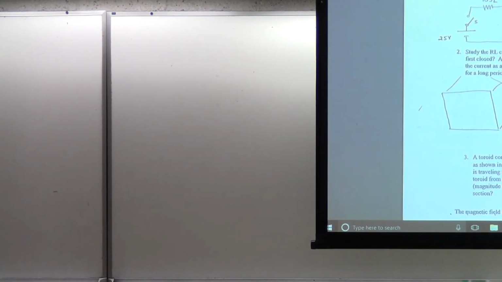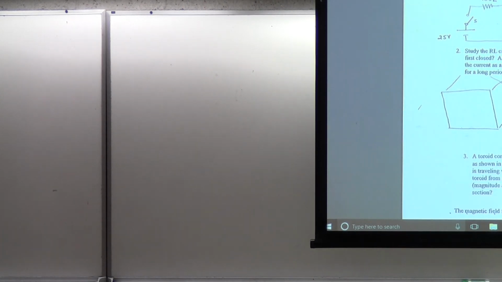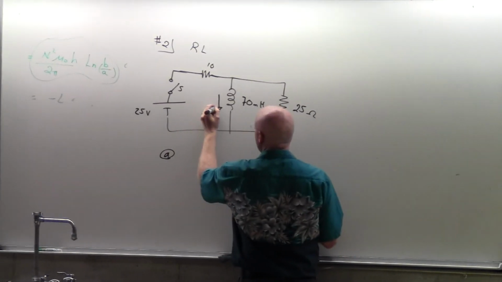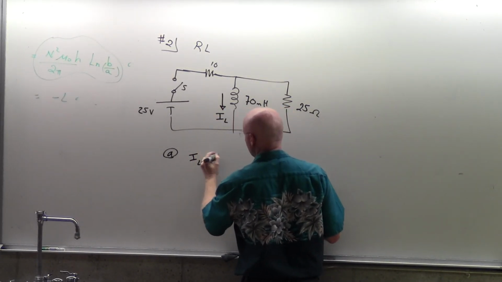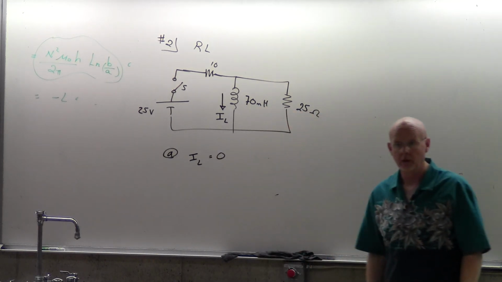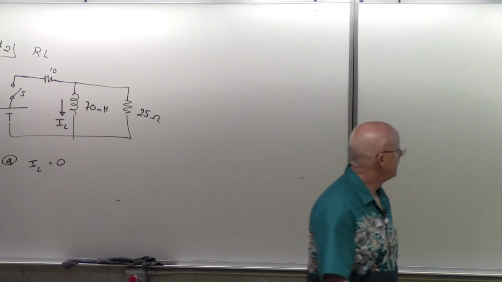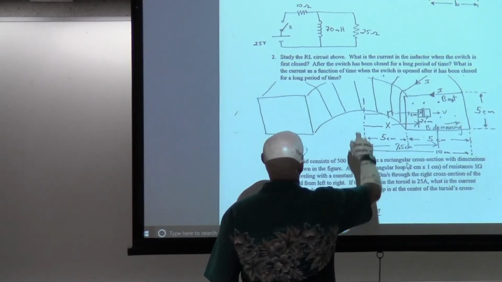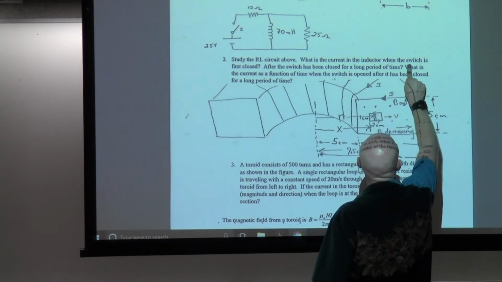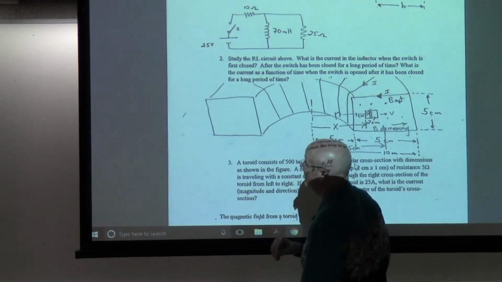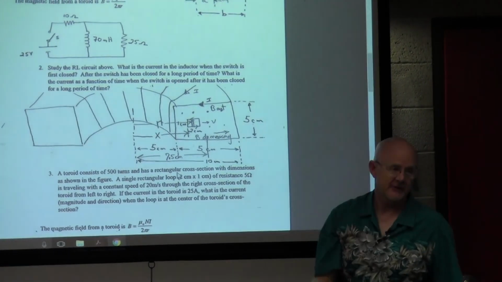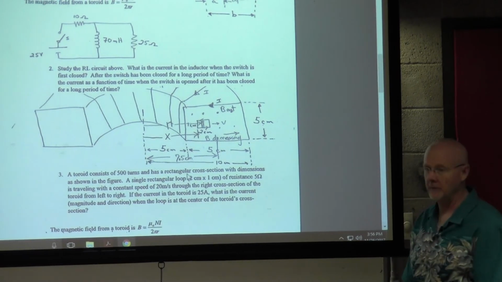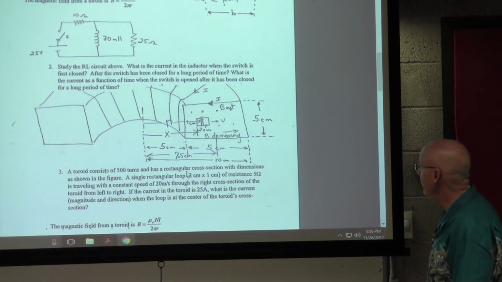So when you first close the circuit, and they don't label it as question A, but I'm going to put question A. Let me call this current in the inductor. So current in the inductor equals 0. So what is the current in the inductor when the switch is first closed? That's what the back EMF will do.